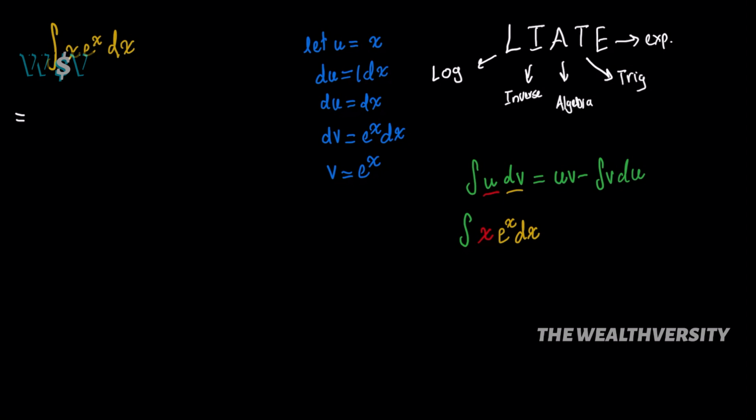So u times v is x times e to the x minus the integral of v times du, which is e to the x times dx. Now we have x times e to the x minus the integral of e to the x dx. Now it is very easy to solve, and we get that our final answer is x times e to the x minus e to the x plus the constant, c.